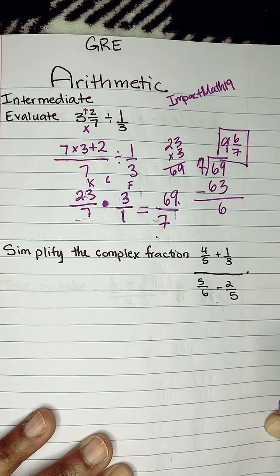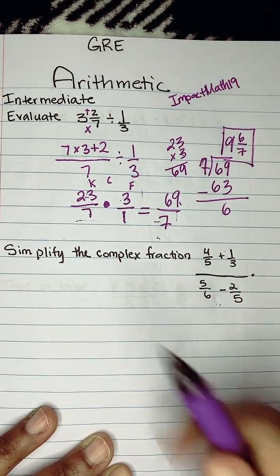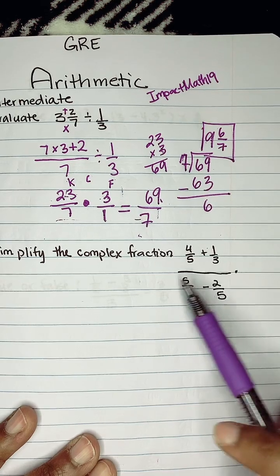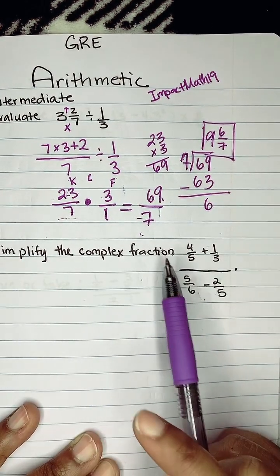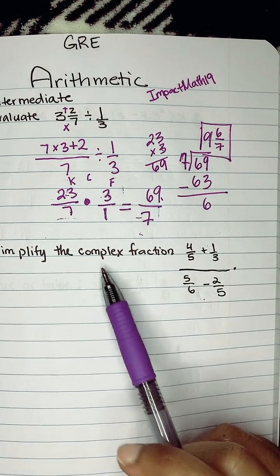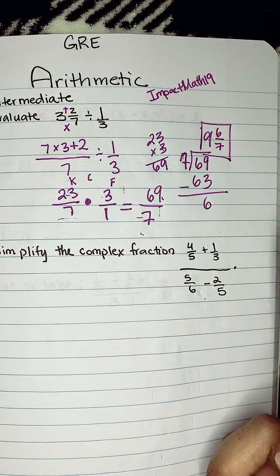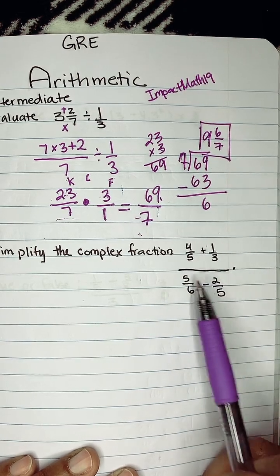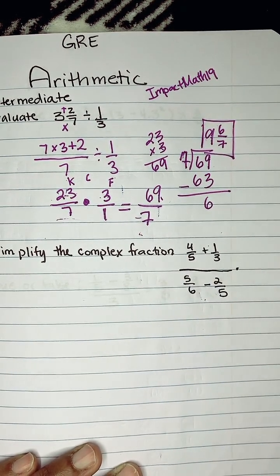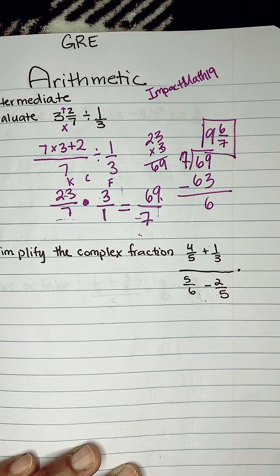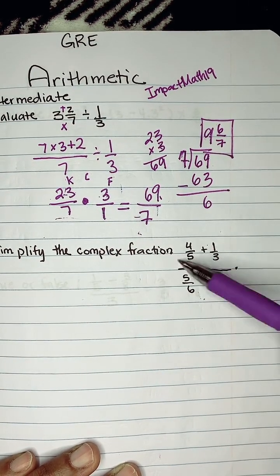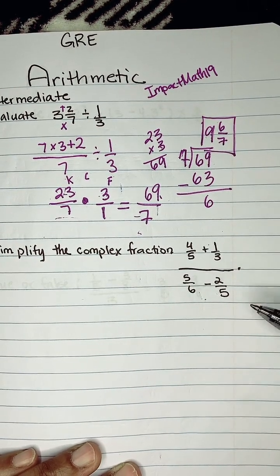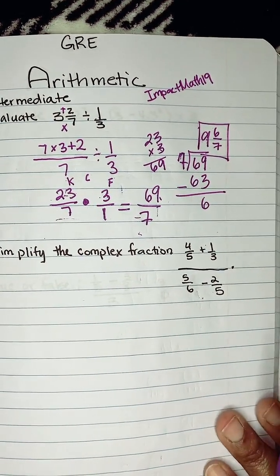So I could barely fit this problem. Can you guys see it? This says simplify. I'm going to just scoot it over a little bit because this is what we need. This work right here. So simplify the complex fraction. All right. So we have 4/5 plus 1/3 over 5/6 minus 2/5. So what I would always start with, you guys, is simplify your numerator and then simplify the denominator.